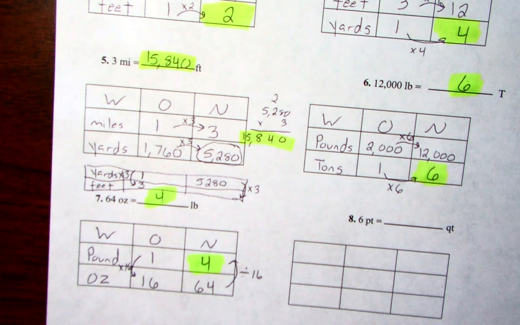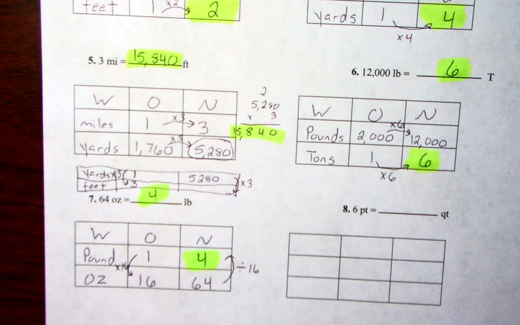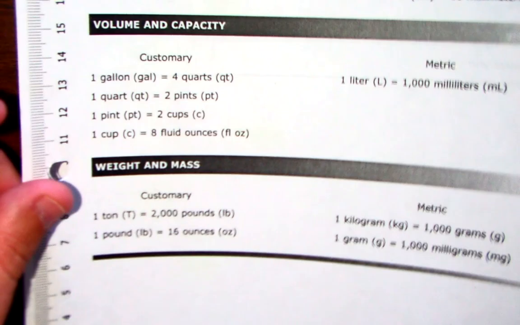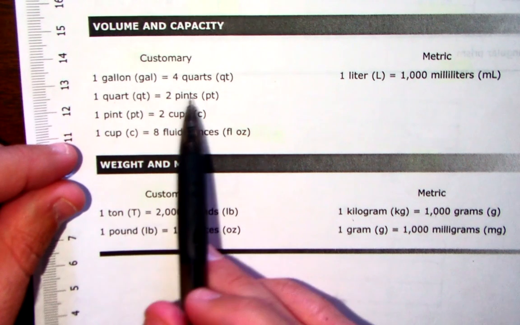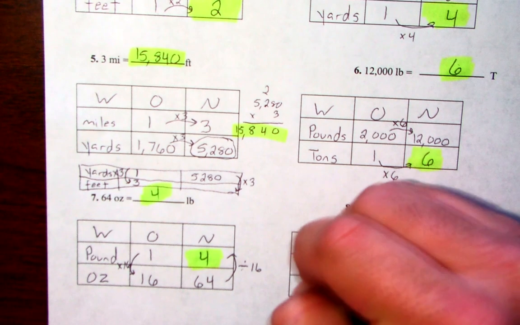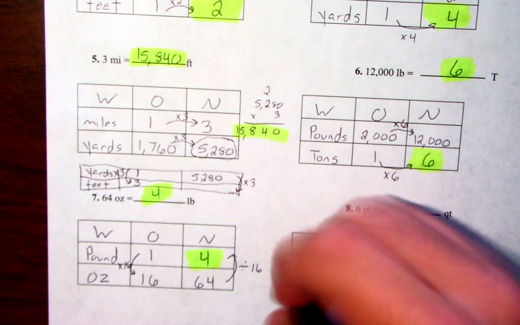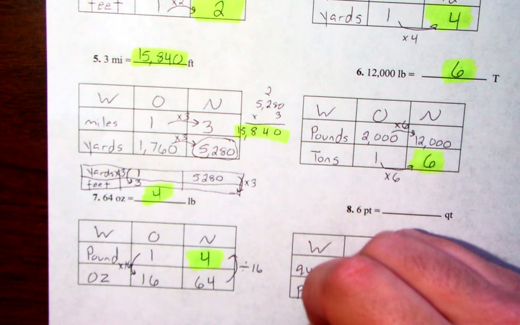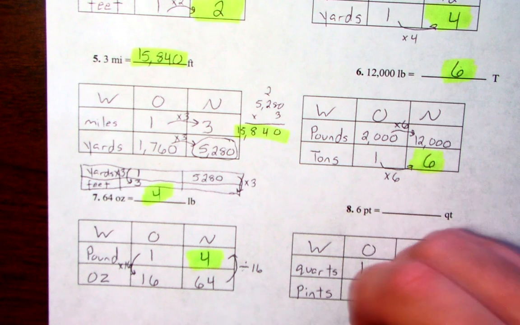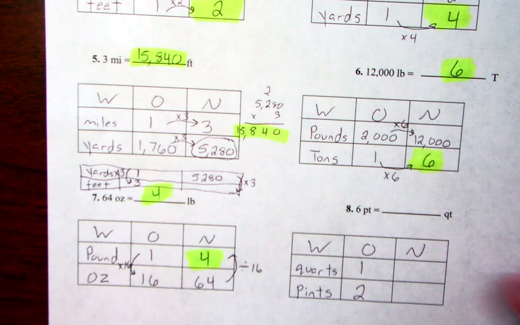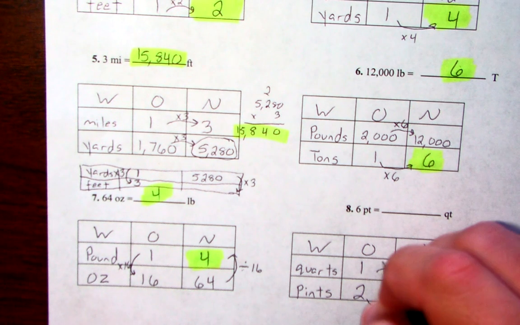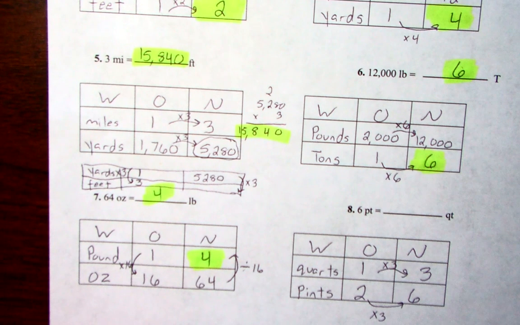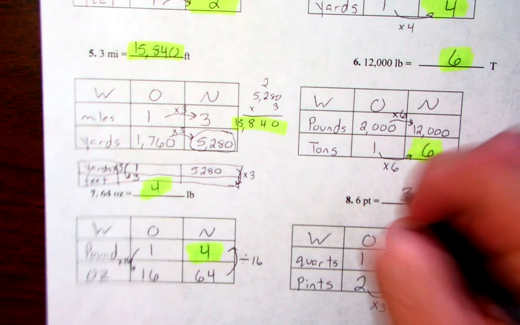Alright, we got 1 more. We're going from pints to quarts. Well, again, look at our star chart. 1 quart is equal to 2 pints. Words original new. We have quarts. We have pints. Again, from our star chart, 1 quart is equal to 2 pints. Well, it now says you have 6 pints. Well, to go from 2 to 6, you have to multiply by 3. So 1 times 3 is 3. The answer is just 3 quarts.